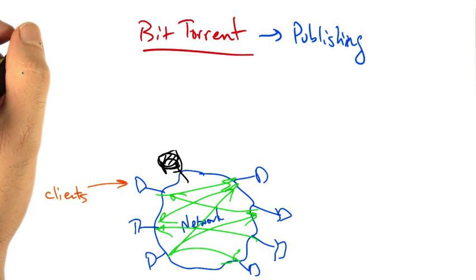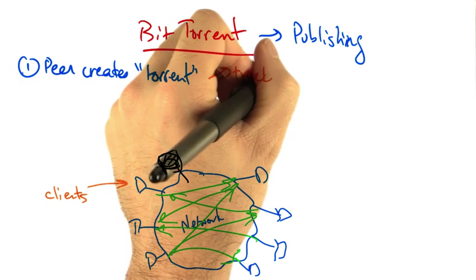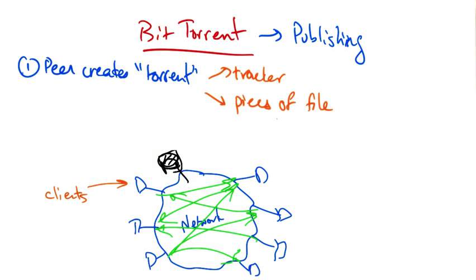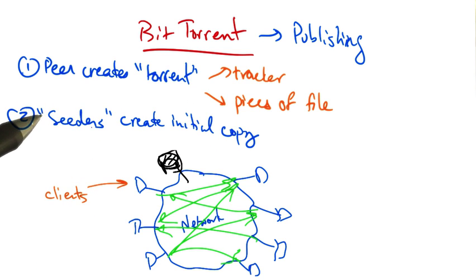BitTorrent has several steps for publishing. First, a peer creates what's called a torrent, which contains metadata about the tracker and all of the pieces of the file in question, as well as a checksum for each piece of the file at the time the torrent was created. Now, some peers in the network need to maintain a complete initial copy of the file. Those peers are called seeders.